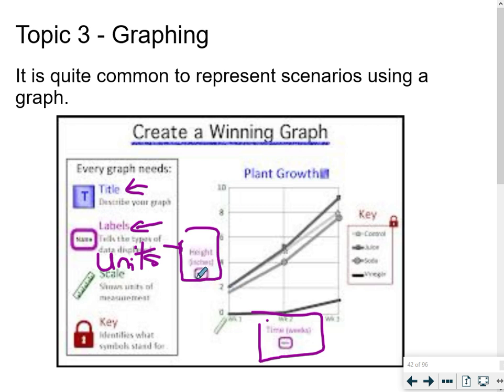I feel like there's too much glare on the board. Is that fair to say? Should I try this? Can you see that better now? Okay. I feel like I can't even see it that well.